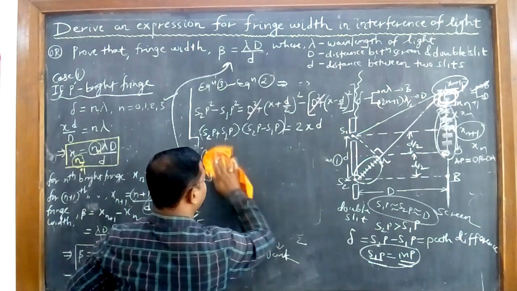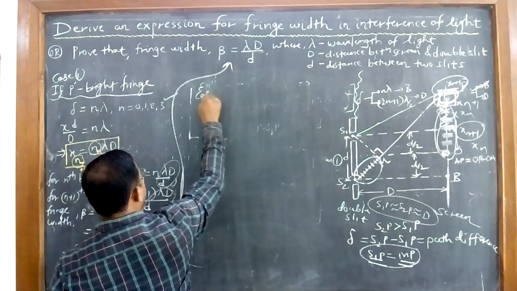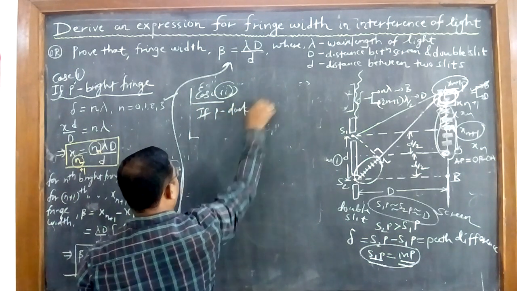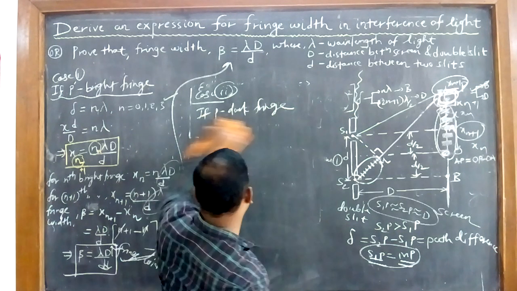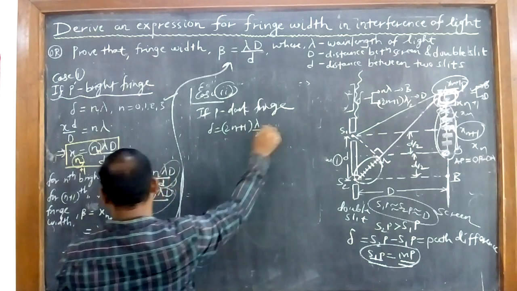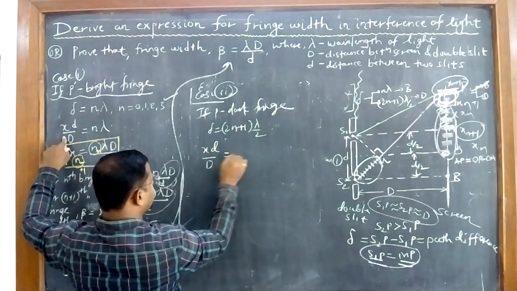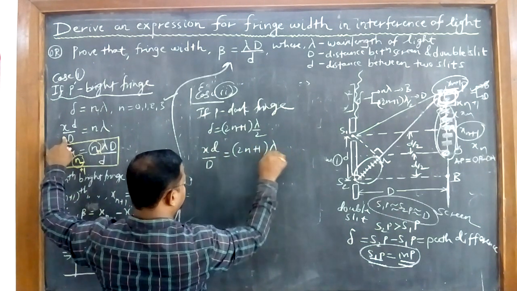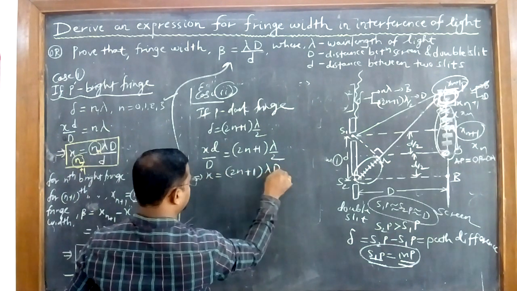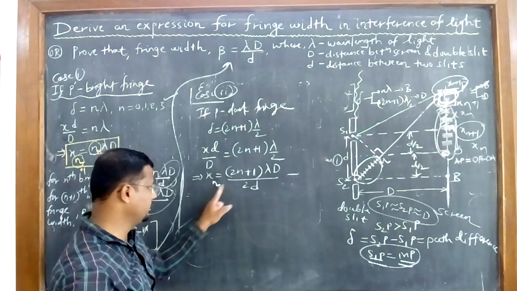Now I will prove this for the dark fringe here. It is not needed, but for your clarification I am going to write it here for case 2. For case 2, the last one, if at point P we have got a dark fringe, we know for a dark fringe the path difference is equal to (2n+1) lambda by 2. Now what is delta here? We have just proved it is x small d by capital D, equal to (2n+1) lambda by 2. So this implies x is equal to (2n+1) lambda capital D divided by 2 small d. This is the distance for the nth dark fringe, because this number is n here.